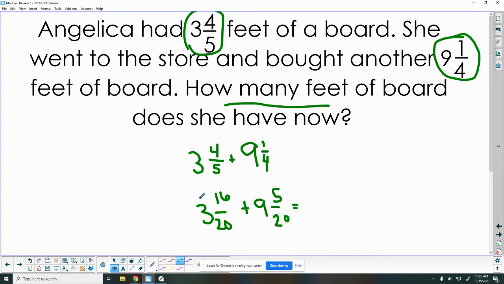So now I'm adding my whole pieces. 3 plus 9 is 12. 16 plus 5 is 21 out of 20 pieces. So I'm noticing I have an improper fraction here. So 20 goes into 21 one whole time with 1 out of 20 left over. But I already had 12 whole pieces, so now I have 13 and 1/20 is what she has now.